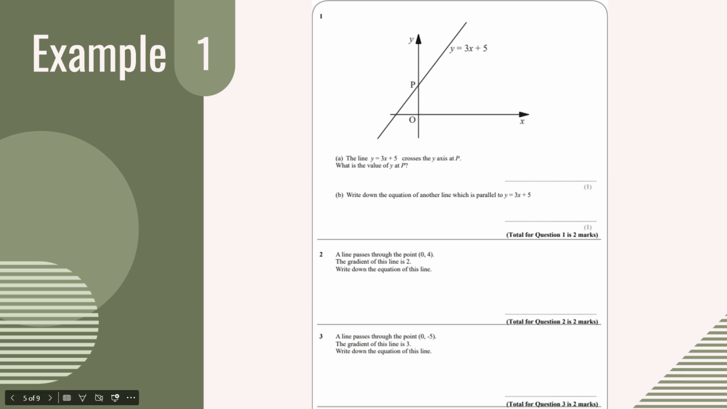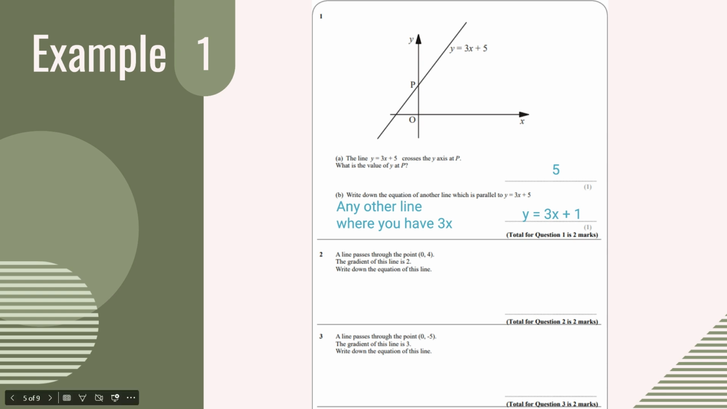So, for part A, the line y equals 3x plus 5 crosses the y-axis at P. What is the value of y at P? As we can look, we see our equation, and we can see our y-intercept, which is simply 5. So our final answer is just 5. Part B, we're asked to write down the equation of another line which is parallel to y equals 3x plus 5. Here I put y equals 3x plus 1, but it could be any other line which has 3x as its gradient.